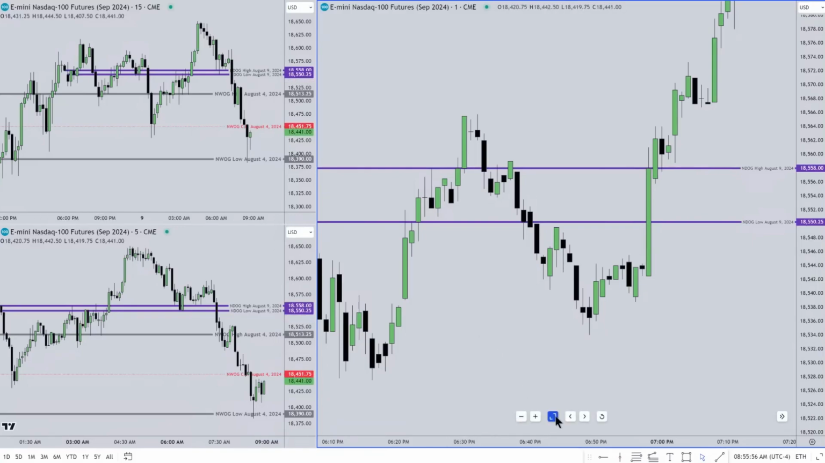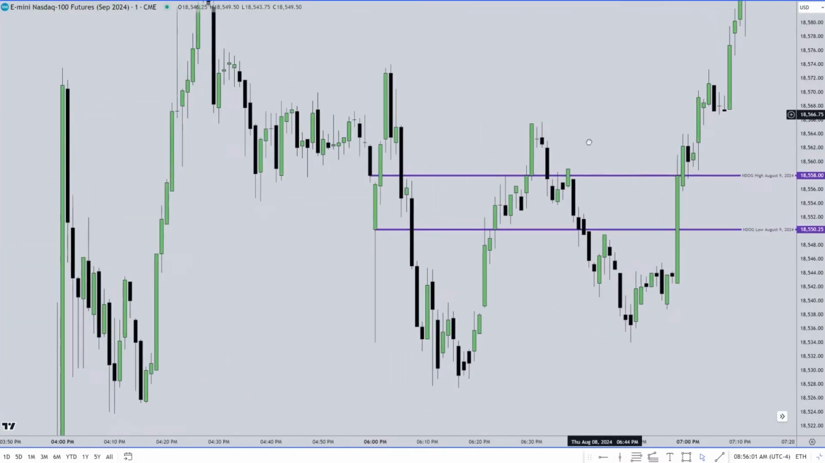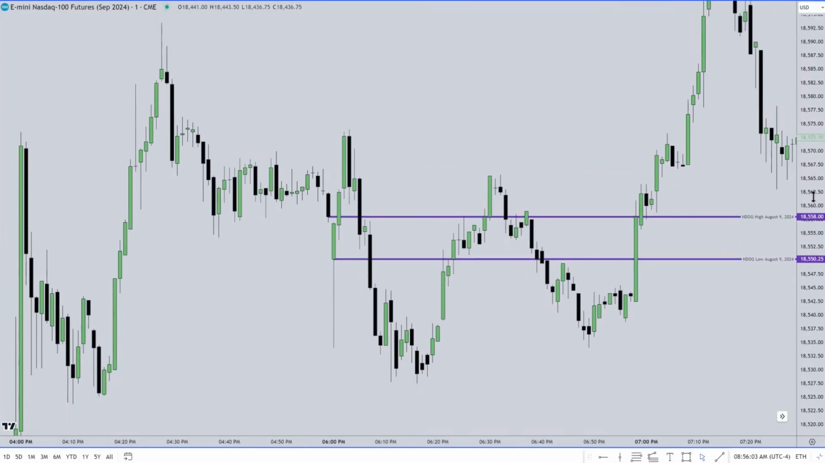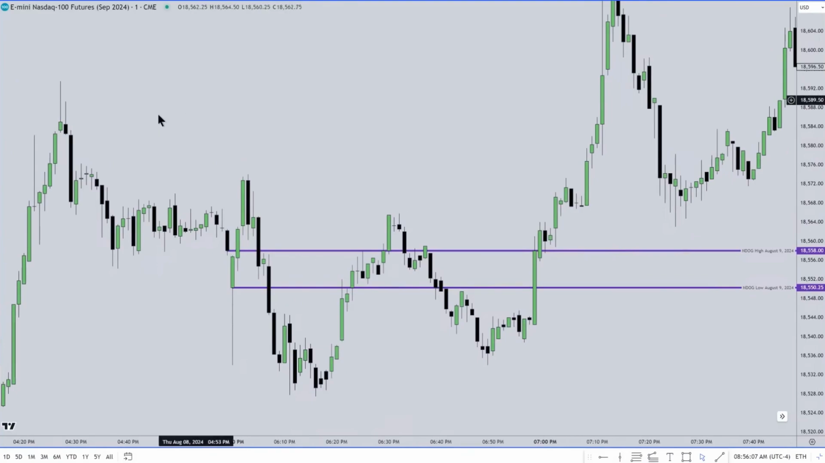But I'm going to maximize this chart here, and I want you to see what we have done. We created a high, and then we created another high. So what is this high here in relationship to this one? What is that, Caleb? Relative equal. You're going to speak up. Relative equal high. Okay.